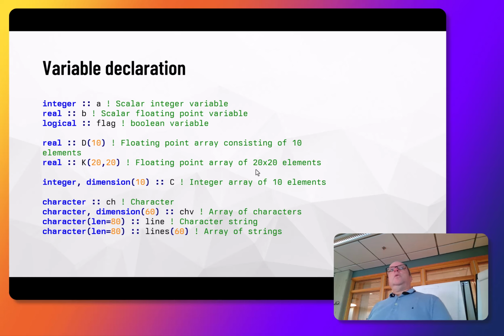Here are some examples. So you have an integer, colon, A, so that is a scalar integer variable, real, colon, b, scalar floating point, and so on. Logical is a Boolean variable.